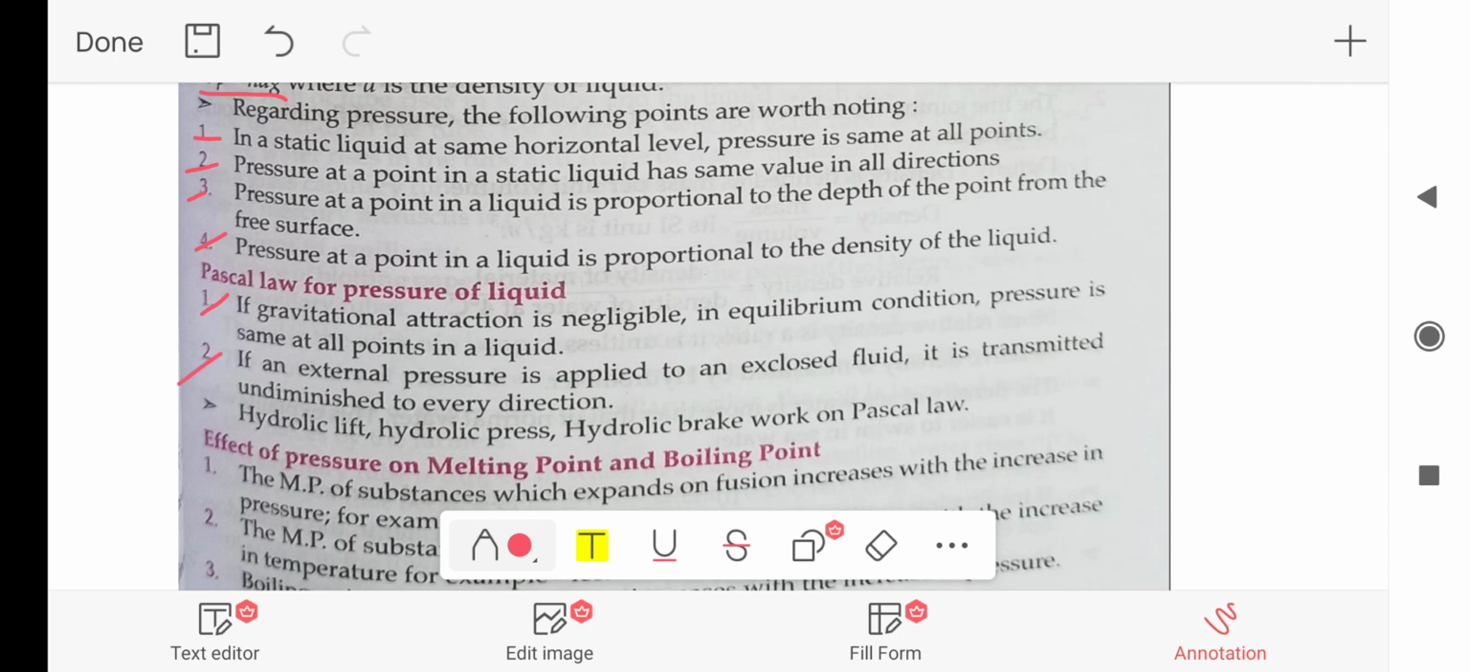Second, if an external pressure is applied to an enclosed fluid, it should be an enclosed fluid. So we'll read it again. If an external pressure is applied to an enclosed fluid, it is transmitted undiminished in every direction. That means it will be transmitted without being diminished in every direction. And its examples are hydraulic lift, hydraulic press, and hydraulic brake, which all work on Pascal's law.